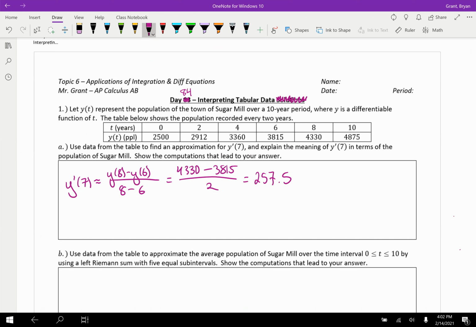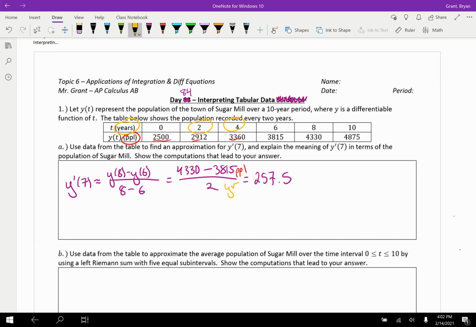257.5. Well, that's exciting. That might probably gain us 1 point on a free response, but then we're asked to explain the meaning of y prime of 7 in terms of the population of Sugar Mill. The easiest way to do that is to think about the units. And how do we know the units? Well, let's go back to the table and think about where the units belong. People goes with all of these population numbers, so we have people up above. And then we have years, which are these t values which went down below.